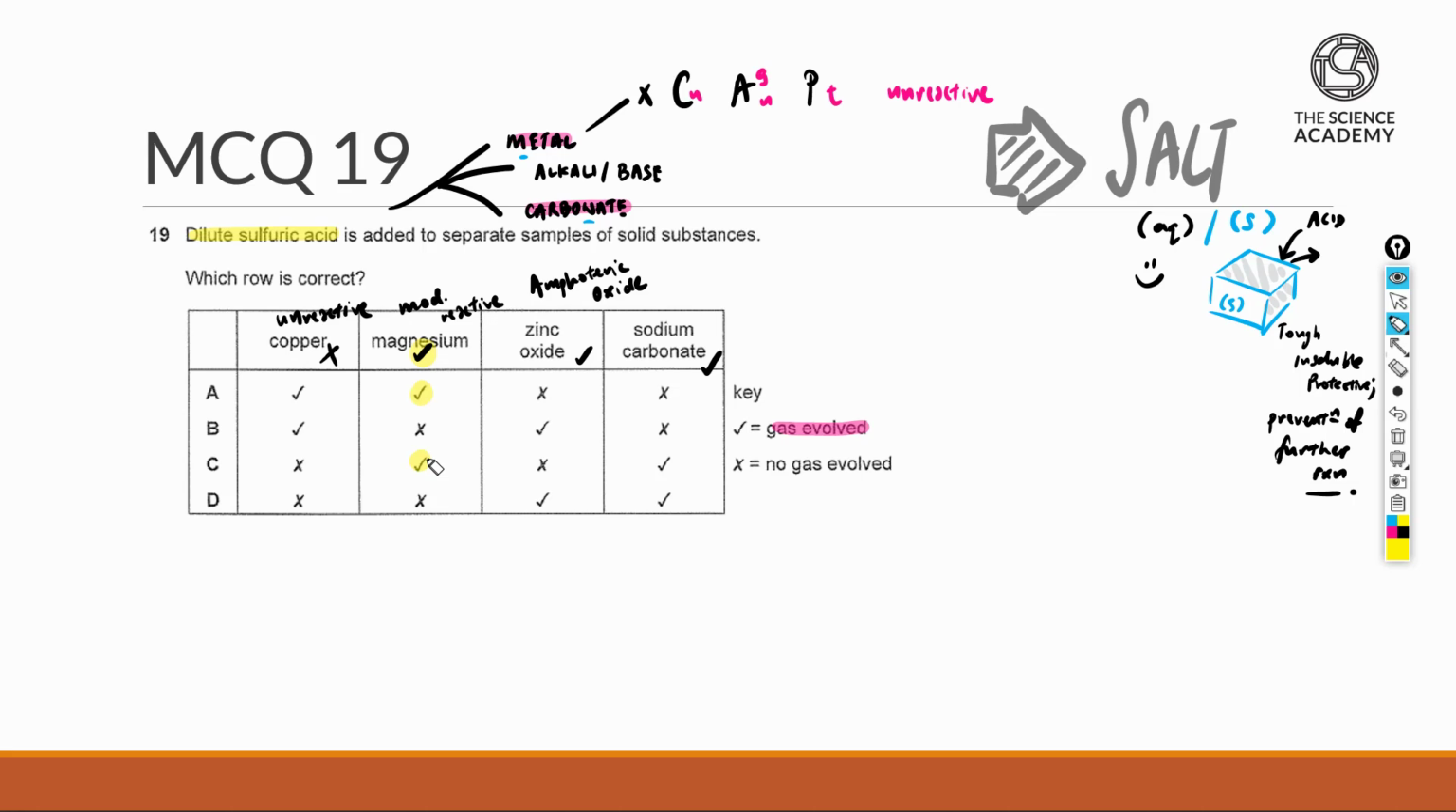With zinc oxide, it's actually a base. Alright, so even though it's a viable reaction, it only produces water. With carbonate, it should be producing carbon dioxide. So the answer that aligns with all the requirements of the question here is going to be option C.